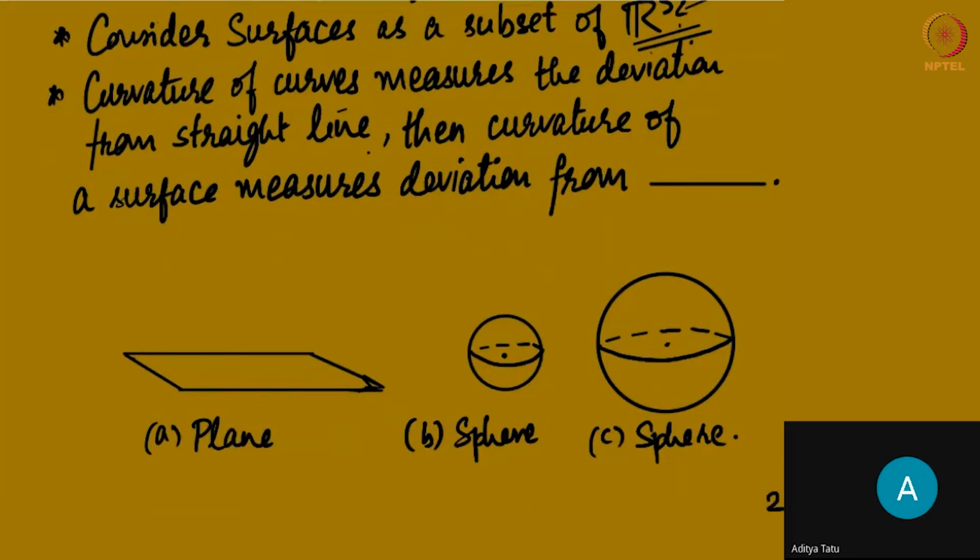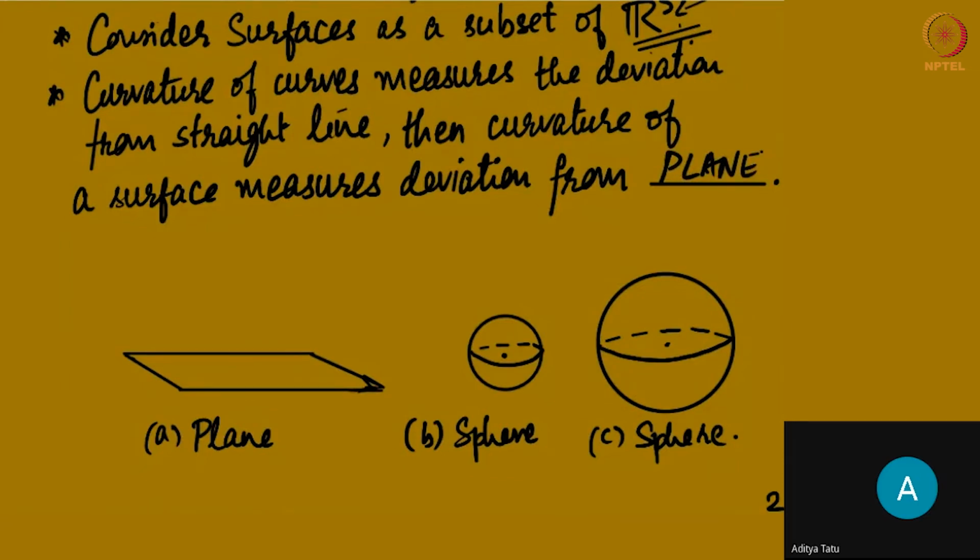A plane. Plane, right? If the surface is flat, we say it's not curved, right? So therefore, the curvature of a flat surface is 0. So we are trying to come up with a measure which captures how much a surface deviates from being a plane.